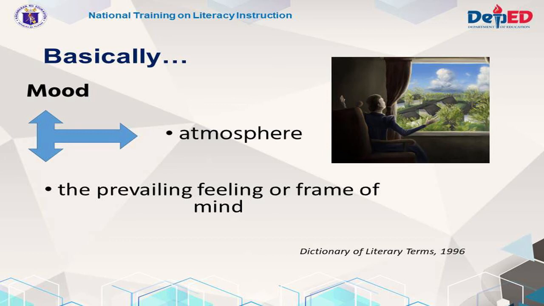Okay. So in story, when you say mood, it refers to the prevailing feeling or frame of mind that is usually developed at the beginning of the story. This is evident in the setting of the story, which creates somehow a sense of expectation of what is about to happen. Okay, so let me show you an example, but this one in a viewing context.